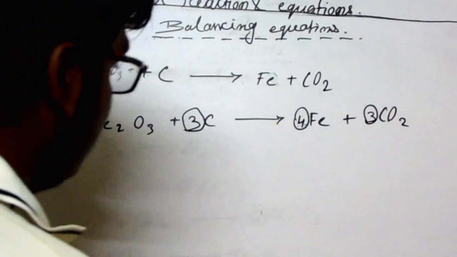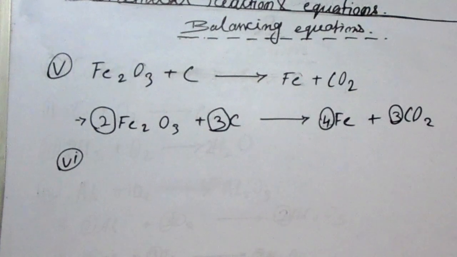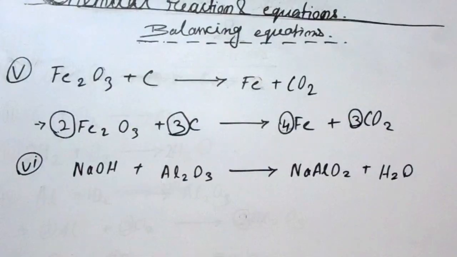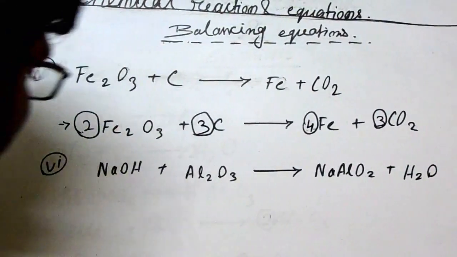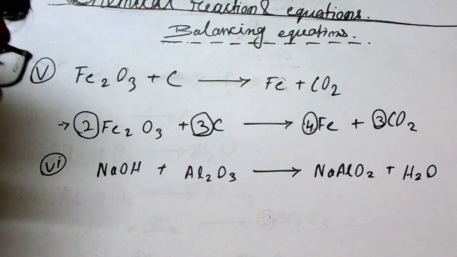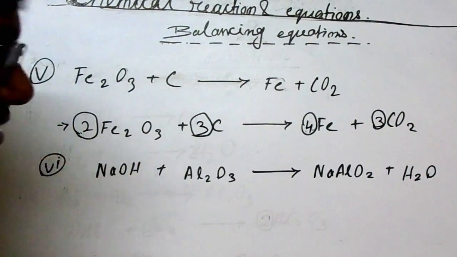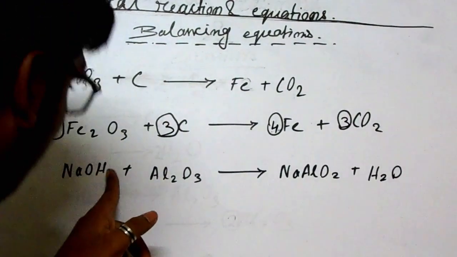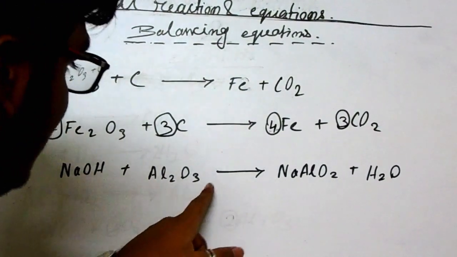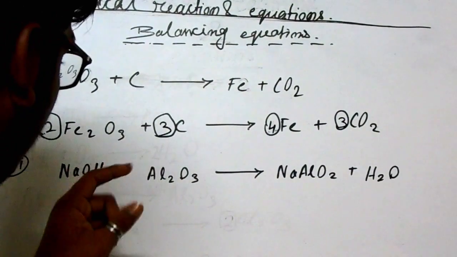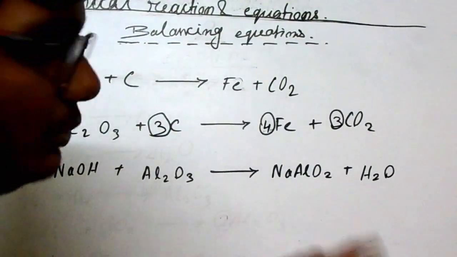Okay. The number 6. So the fifth one is NaOH. Na means sodium. OH means hydroxide. Sodium hydroxide plus aluminium oxide is becoming sodium aluminate.